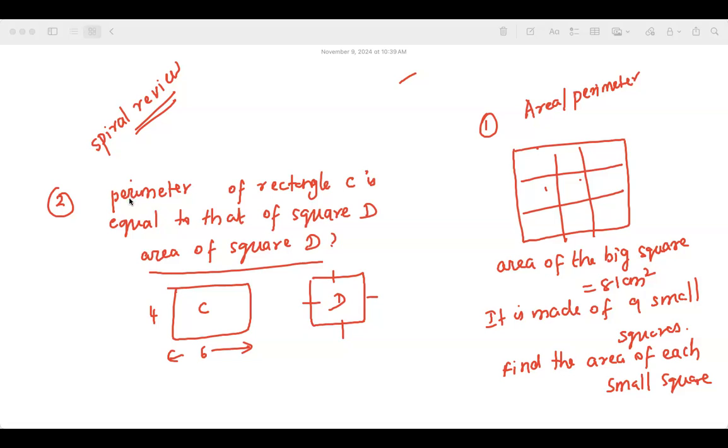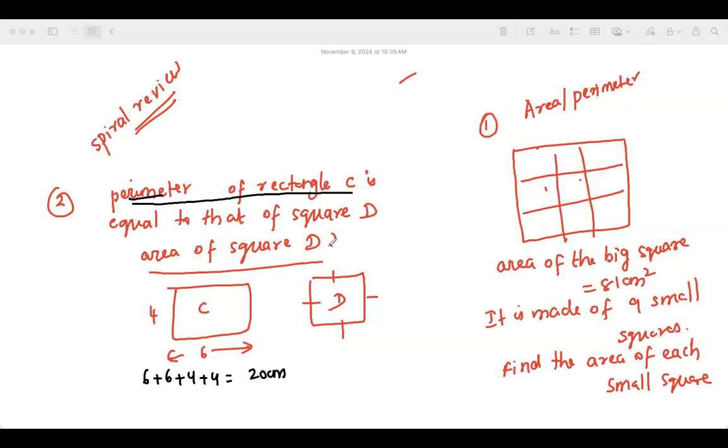Okay, so wait, perimeter of rectangle C. What's the perimeter of rectangle C? What is the perimeter of rectangle C, Neil? No, shout out. I'm going to discuss. 20. Oh, how did you do it? 6 plus 6 plus 4 plus 4, right? No, 6 plus 4 and 6 plus 4. Okay, so that's 20.